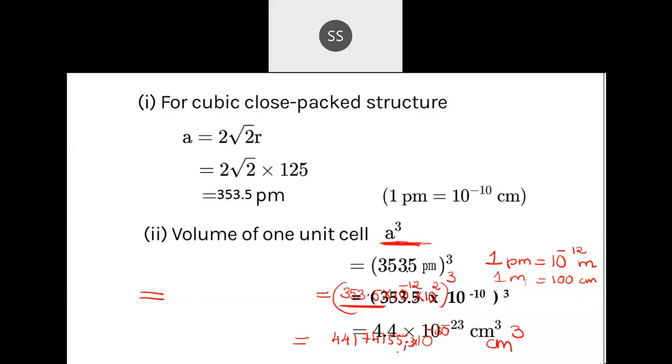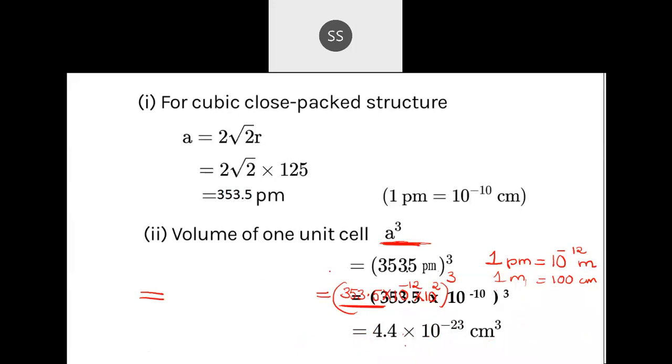See, shifting here: 1, 2, 3, 4, 5, 6, 7. So you'll get 10 to the power plus 7. If you shift towards your left hand side, it is plus 7. Plus 7 minus 30 will give you minus 23. So this will be your answer in centimeter cube. Got it? So the volume of one unit cell is over now.